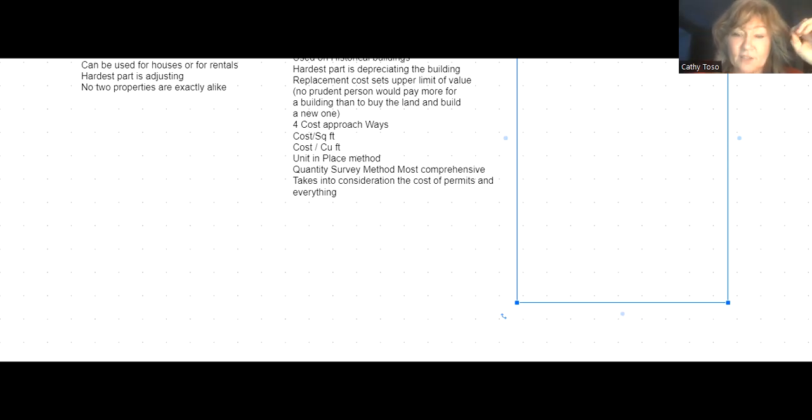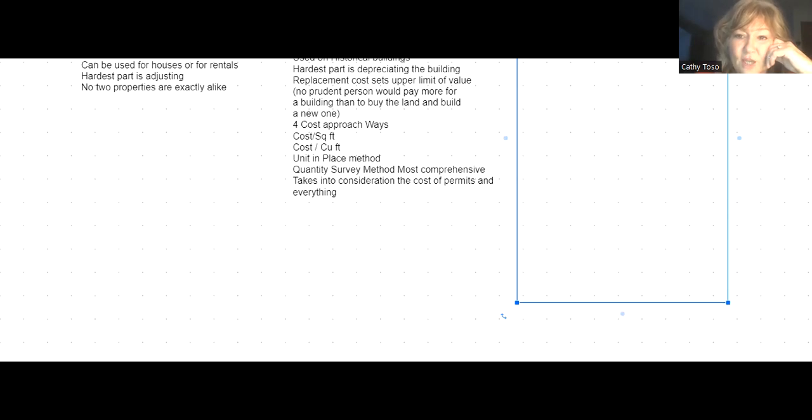You're going to have to understand the whole idea of the present worth of future benefits, and that's what the income capitalization approach is about. You're going to have to understand effective gross income: they get the gross income and then they deduct for vacancies to come to the effective gross income, or they might even use it as part of deducting to get to the net income.